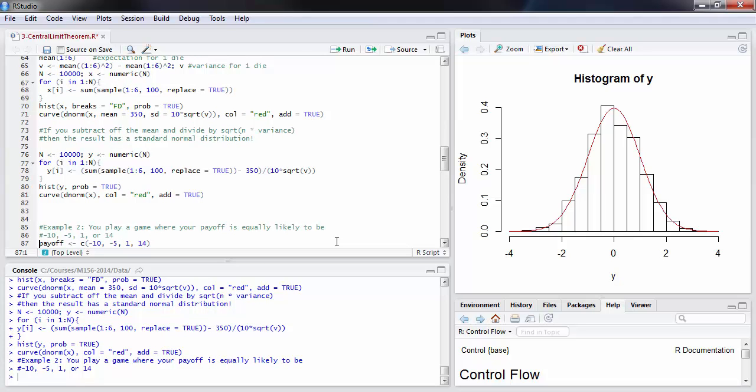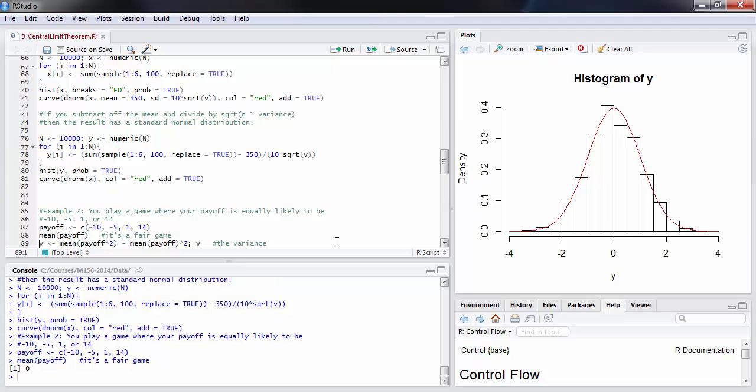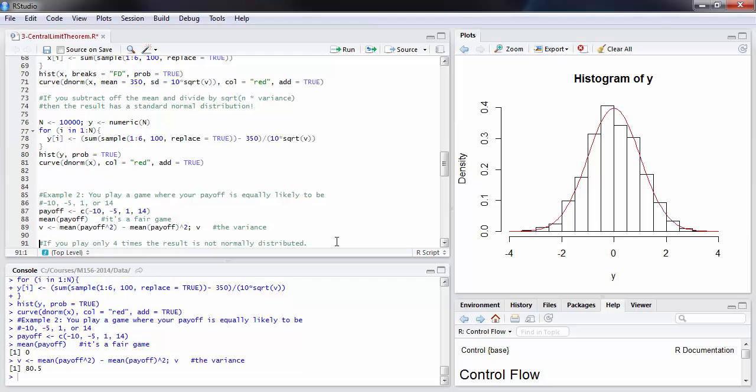Let's make a little vector in R to allow us to simulate this payoff, and calculate its mean. The mean is 0. It's a fair game. And I can calculate the variance by having R compute the mean of the square and subtracting off the square of the mean. There's the variance, which is about 80.